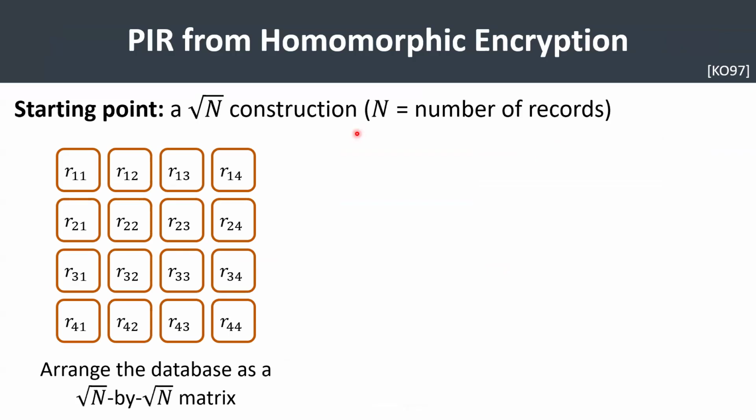So to give you a sense for how these PIR protocols operate, I'm going to describe the basic blueprint by Kushilevitz-Ostrovsky of constructing private information retrieval from a homomorphic encryption scheme. The idea here is I'm going to take my database and start by arranging it as a square. Let's say n is the number of records in the database. I'm going to rearrange it as a square that's square root n by square root n. Okay, so I've just put my database into a square.